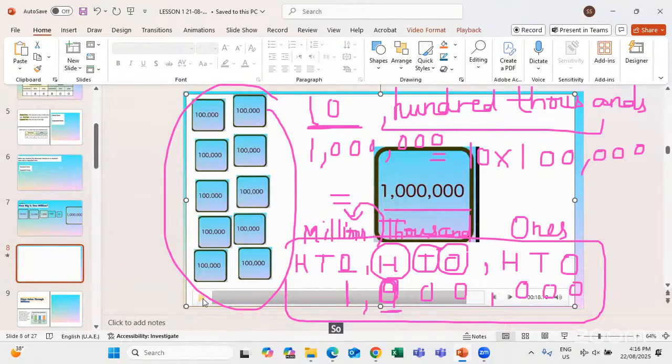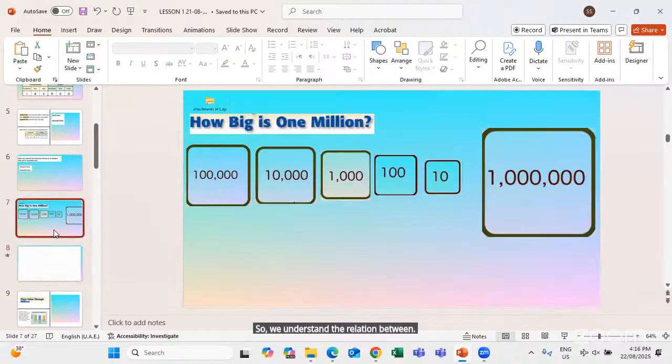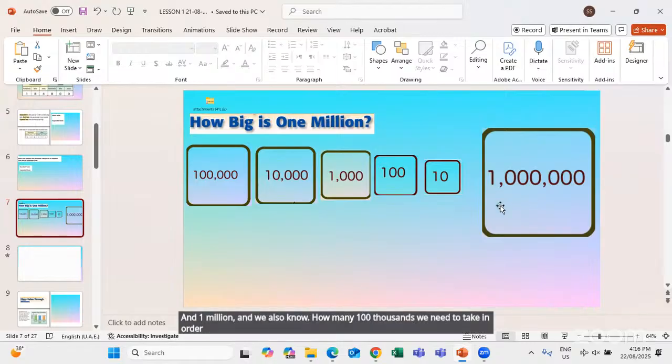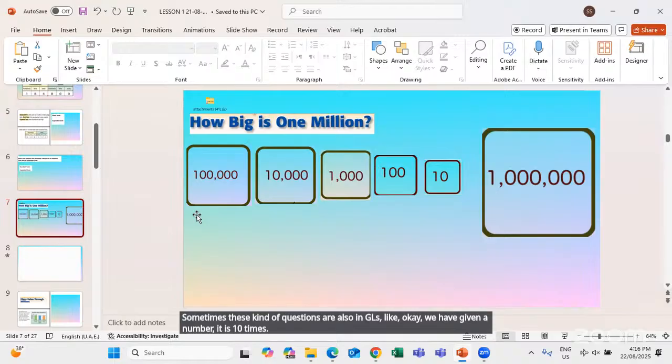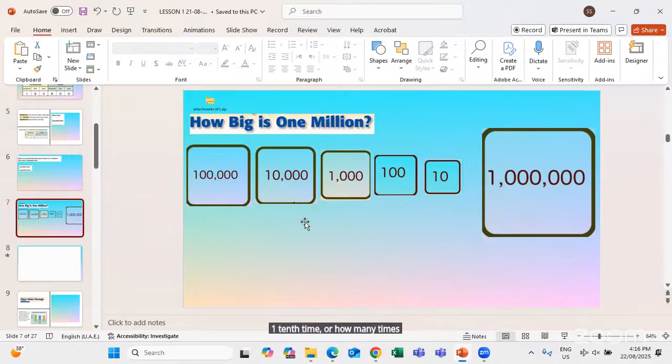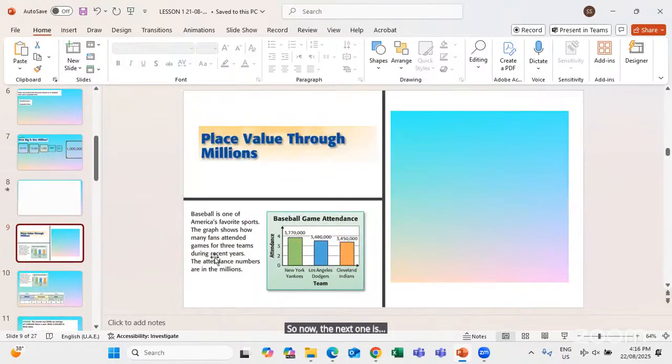So we understand the relation between 100,000 and 1 million, and we also know how many 100,000s we need to take in order to move to 1 million. Sometimes these kinds of questions are also in GLs, like okay, we have been given a number, it is 10 times, 1/10 times, or how many times the other number, and that I will be covering in our next videos. So now the next one is place value through millions.